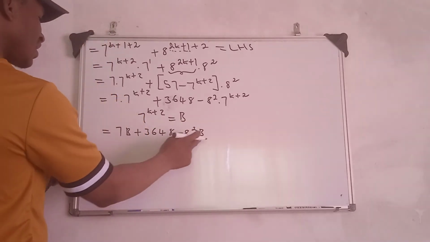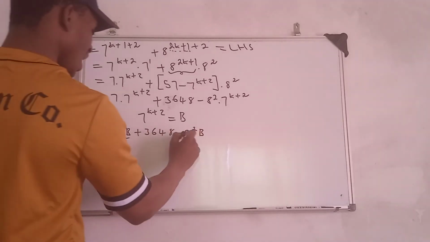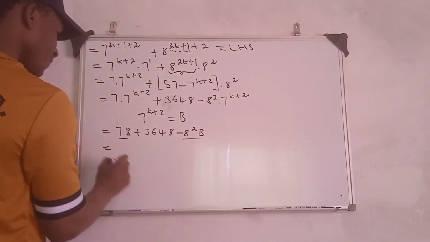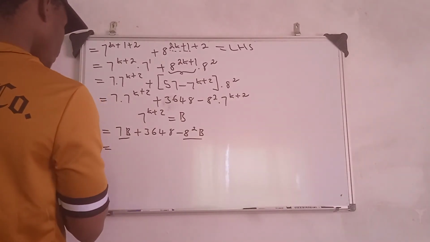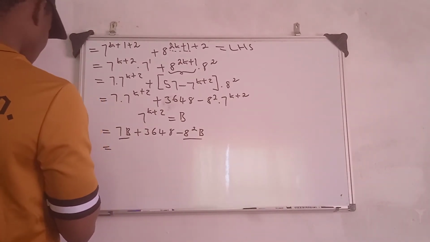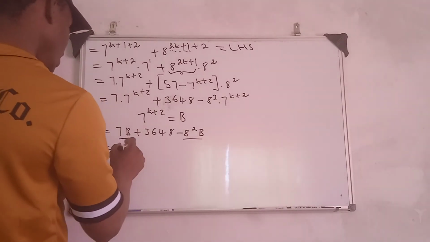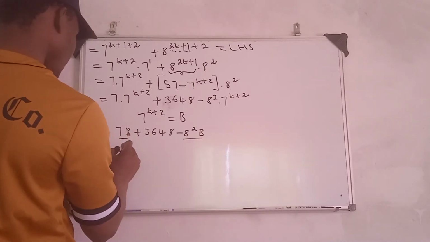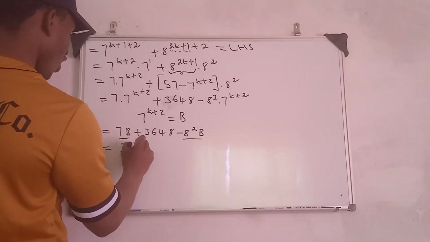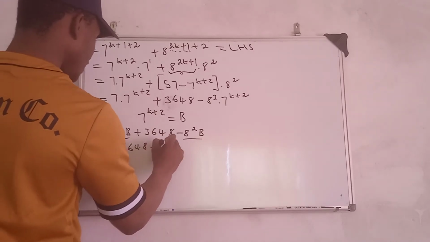So you can see that these terms are like terms. So I can say 7 minus 64, it gives me minus 57. So it's 3648 minus 57b.